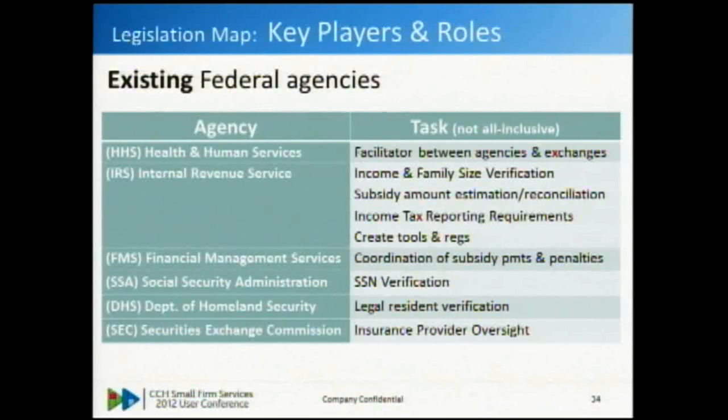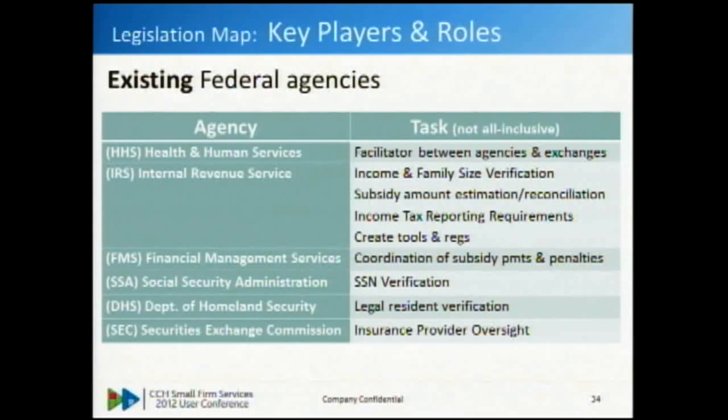They own the overall process. Most of the components will ultimately flow in and out of HHS. IRS has probably the second biggest role. They are responsible for all of the income tax reporting requirements, and that comes down to creating final regs, creating tools, creating new forms, validating and feeding pieces of demographic and financial data to all of the entities that will use this to make decisions on what taxpayers are and are not eligible for.